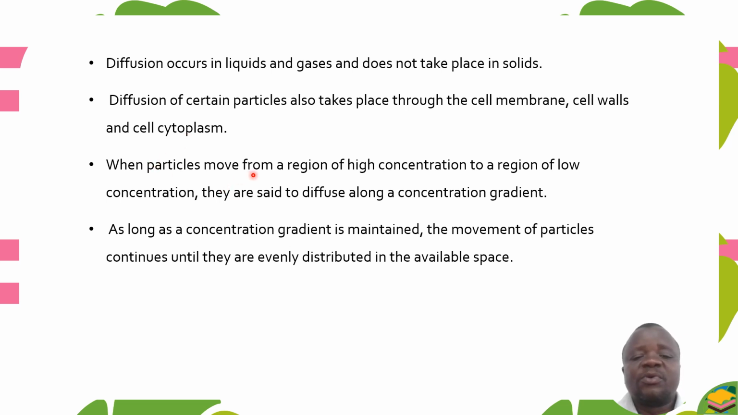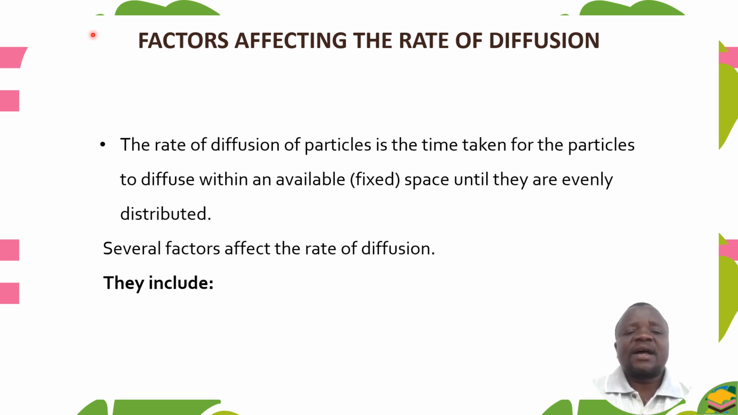When particles move from a region of high concentration to a region of low concentration, they are said to diffuse along a concentration gradient. As long as a concentration gradient is maintained, the movement of the particles continues until they are evenly distributed or spread in the available space. Having demonstrated how diffusion occurs, we have to look at the factors that affect the rate of diffusion when it is taking place.